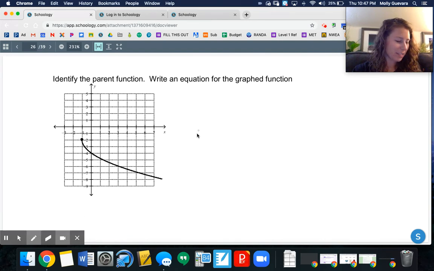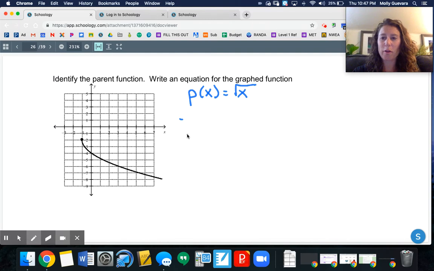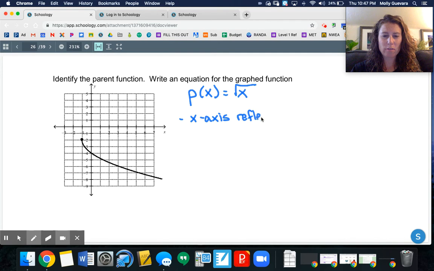It says identify the parent function. Okay, write an equation for the graphed function. So looking at this, just the general shape of it, I feel pretty confident in saying that the parent function here is the square root of x. Okay. So now I just need to start writing down some observations from the parent graph to this graph. So the first thing I notice is that there has been an x-axis reflection, right? The graph is now going down.